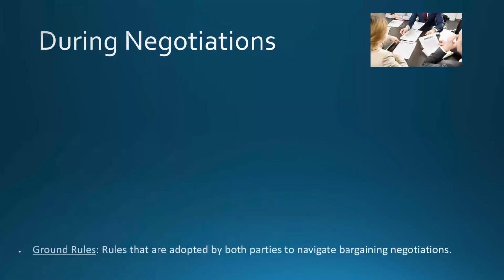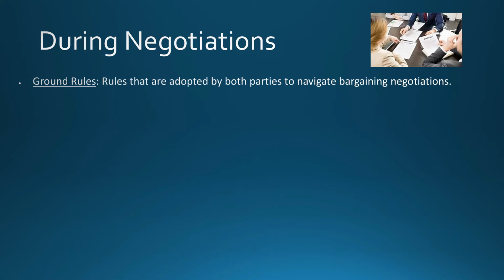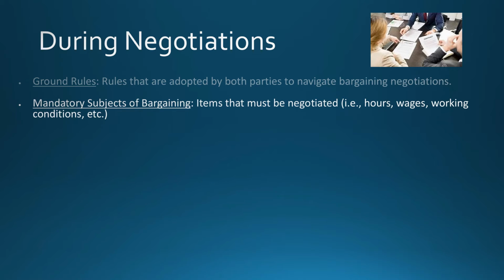During negotiations, one of the first things you'll be talking about is ground rules. Ground rules are rules that are adopted by both parties to navigate bargaining negotiations. Mandatory subjects of bargaining. These are items that must be negotiated, for example, hours, wages, working conditions, etc.